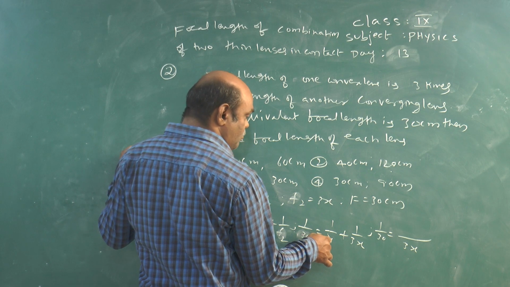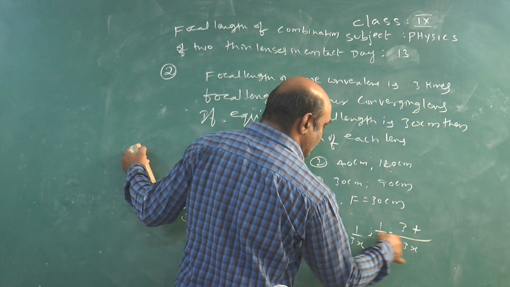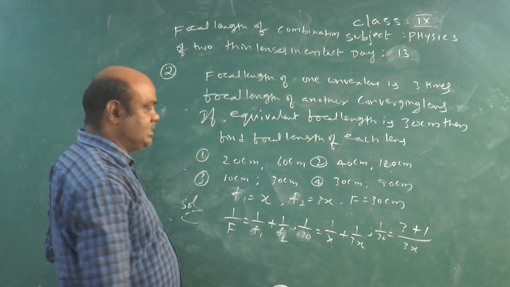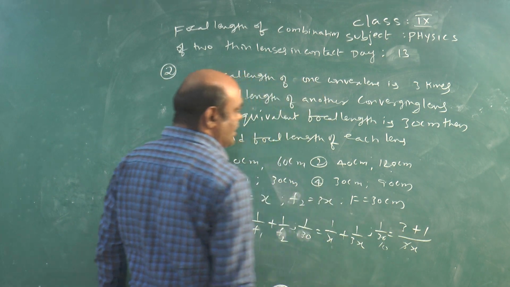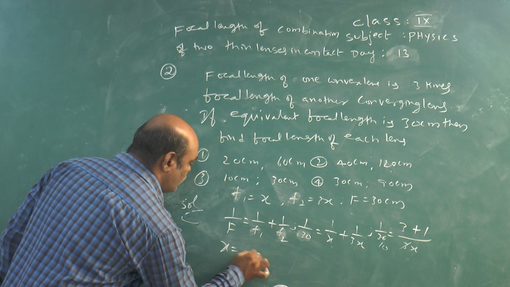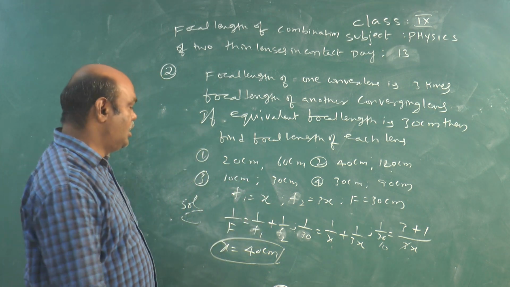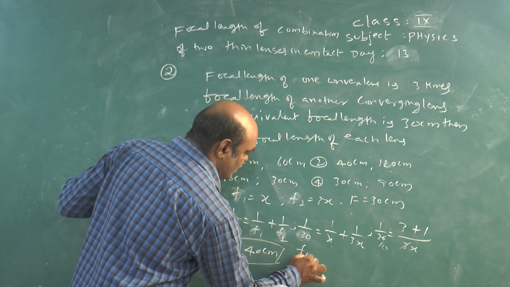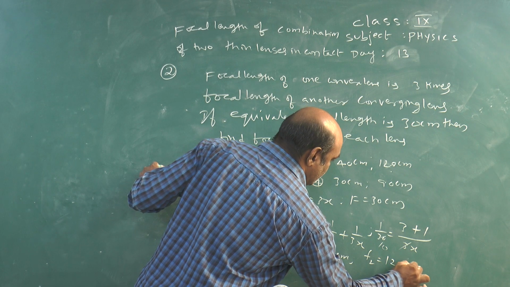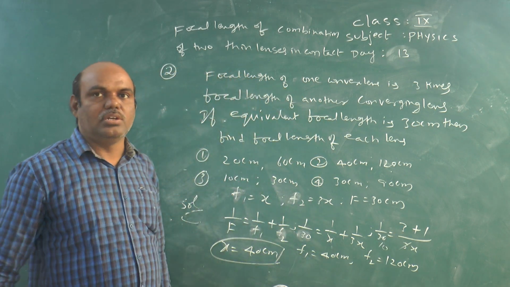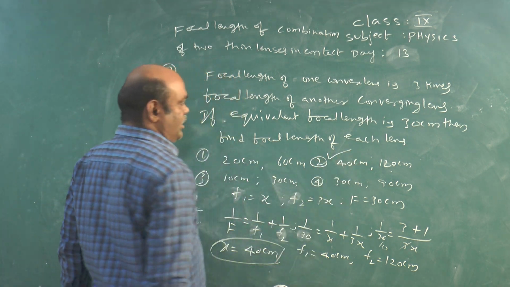Now here 3x and x, x cancels, that's why 3 plus 1 over 3x. So here this cancels, 10. So x equal to 3 plus 1, 4. Therefore x equal to 40 centimeter. So F1 is 40 centimeter, F2 will be 3 times, that's why 120 centimeter. So 40 centimeter and 120 centimeter, that's why the second option is correct.